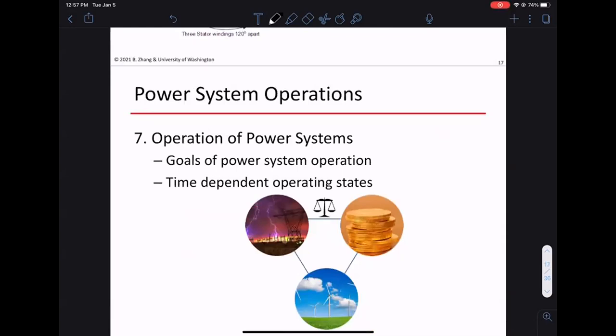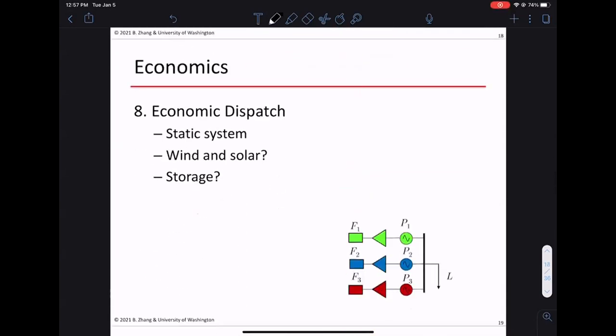Then after that, we'll look at power system operations. Balancing supply and demand, especially when you have uncertainty in the system. But we'll say much more about this. We'll look at how you use storage, or how we think about storage. How does storage make money, for example? Can we make money by putting in storage when there's a lot of wind and solar?